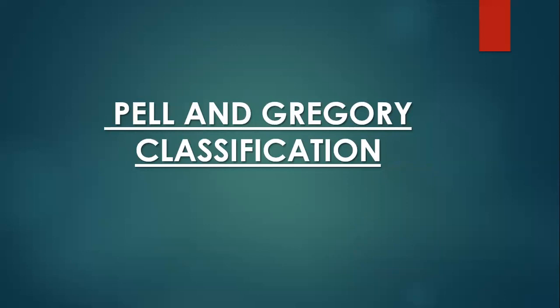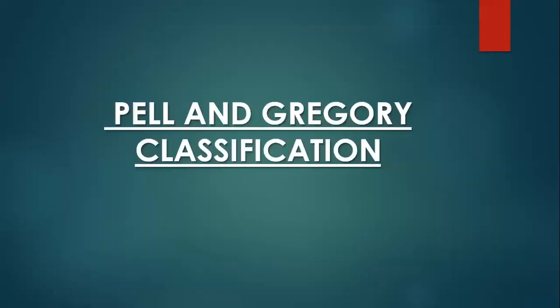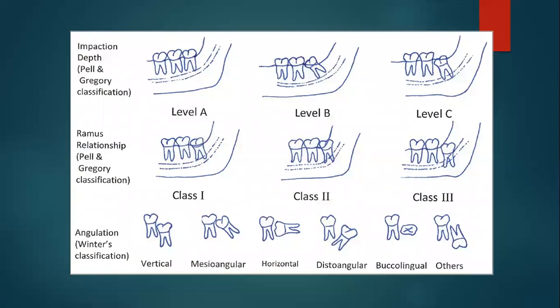Now coming towards our classification of impactions that are very much important. The first and the most important one that comes in your exams is the Pell and Gregory classification. There are different classifications of Pell and Gregory, based on the impaction depth as well as on the ramus relationship. This is one of the important pictures in the exam, and if you know it, you can easily cover the impaction depth. You can see that there is level A, level B, and level C.